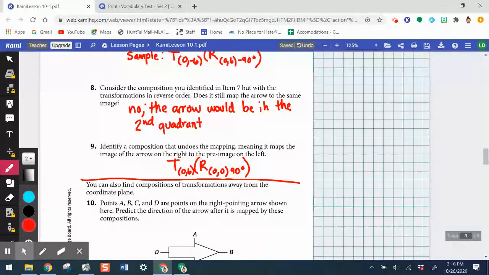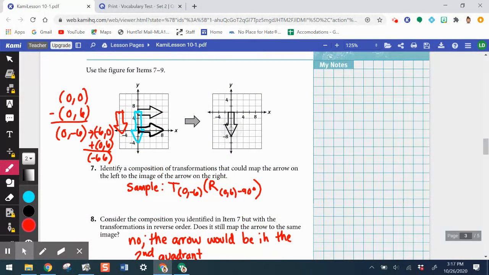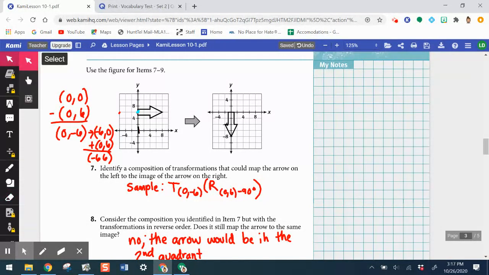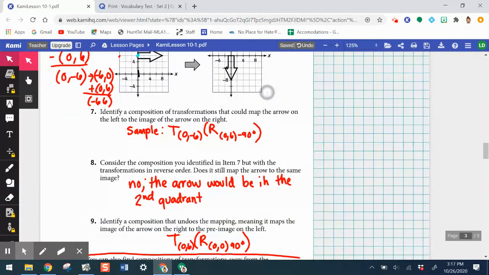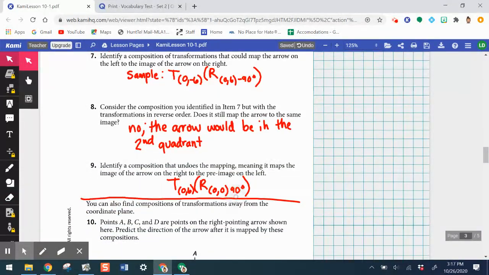So then item 9 says, identify a composition that undoes the mapping, meaning it maps the image of the arrow on the right to the pre-image on the left. So what composition could take us from this image back to our pre-image? Let me clean up some of this stuff here. So what could take this image back to this point? And I said simply rotating 90 degrees counterclockwise about the origin, 0, 0, and then translating up.